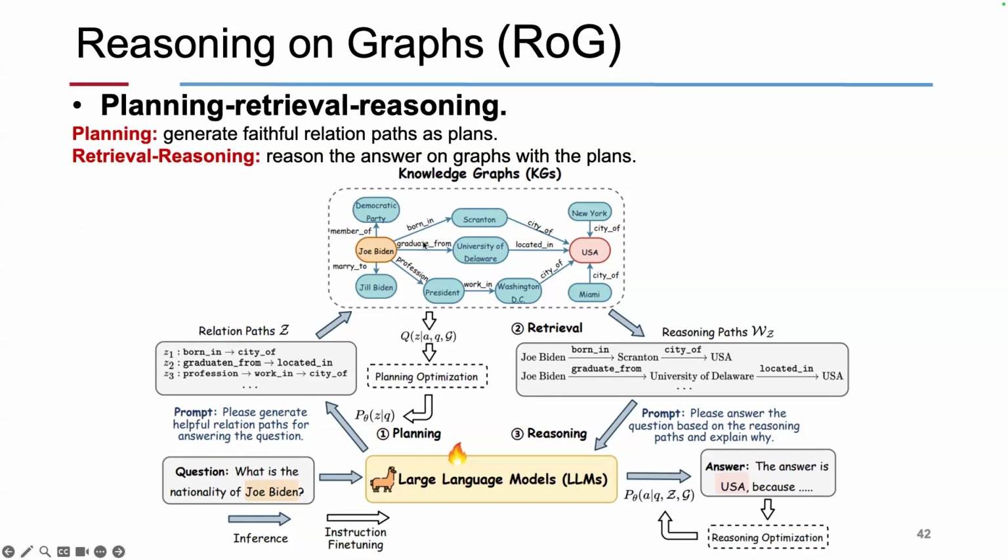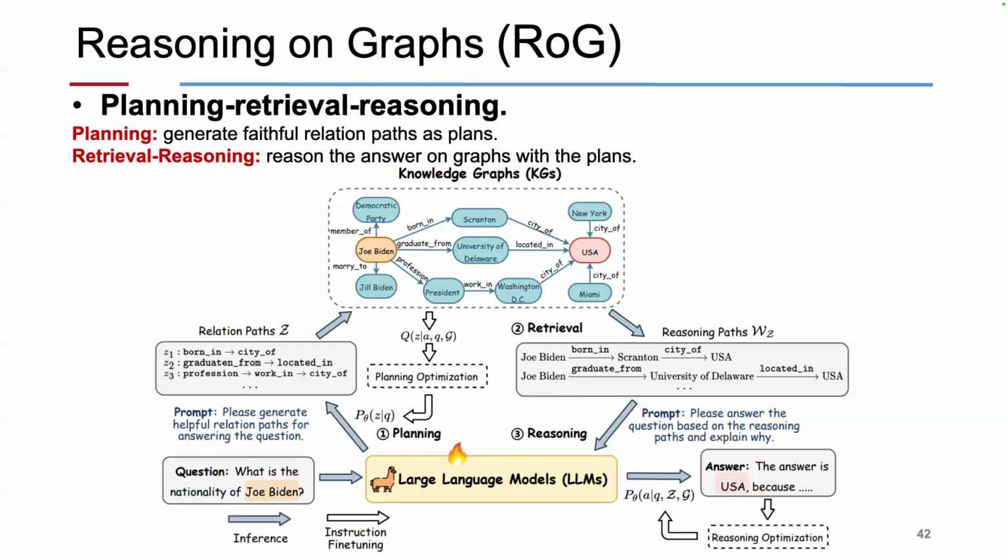Basically, we can follow this relation path to do some searching. For example, we can use a constrained breadth-first search. So we can find lots of reasoning paths from the knowledge graph. For example, Joe Biden was born in Scranton, and Scranton is a city of USA. After we collect these reasoning paths from the knowledge graph, we feed them into the context of the large language model to conduct the reasoning. So, please answer the question based on the reasoning. Based on the retrieved reasoning paths, we can not only generate the final answer correctly, but also provide an explanation to the users.